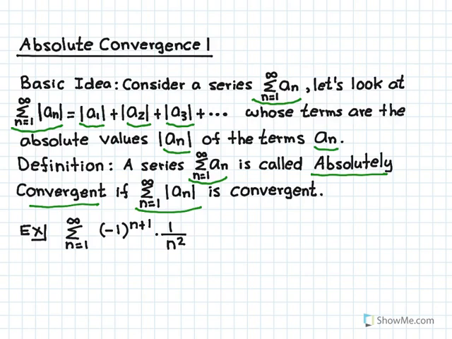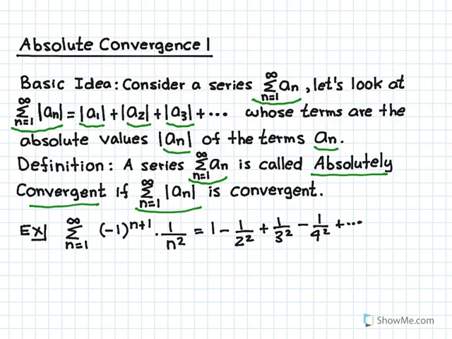Here we have the summation from n equals 1 to infinity of negative 1 to the power of n plus 1 times 1 over n squared. Let's expand out this series. Put n equals 1: negative 1 to the power of 1 plus 1, negative 1 squared, is 1, so we get 1 minus 1 over 2 squared plus 1 over 3 squared minus 1 over 4 squared and so on.